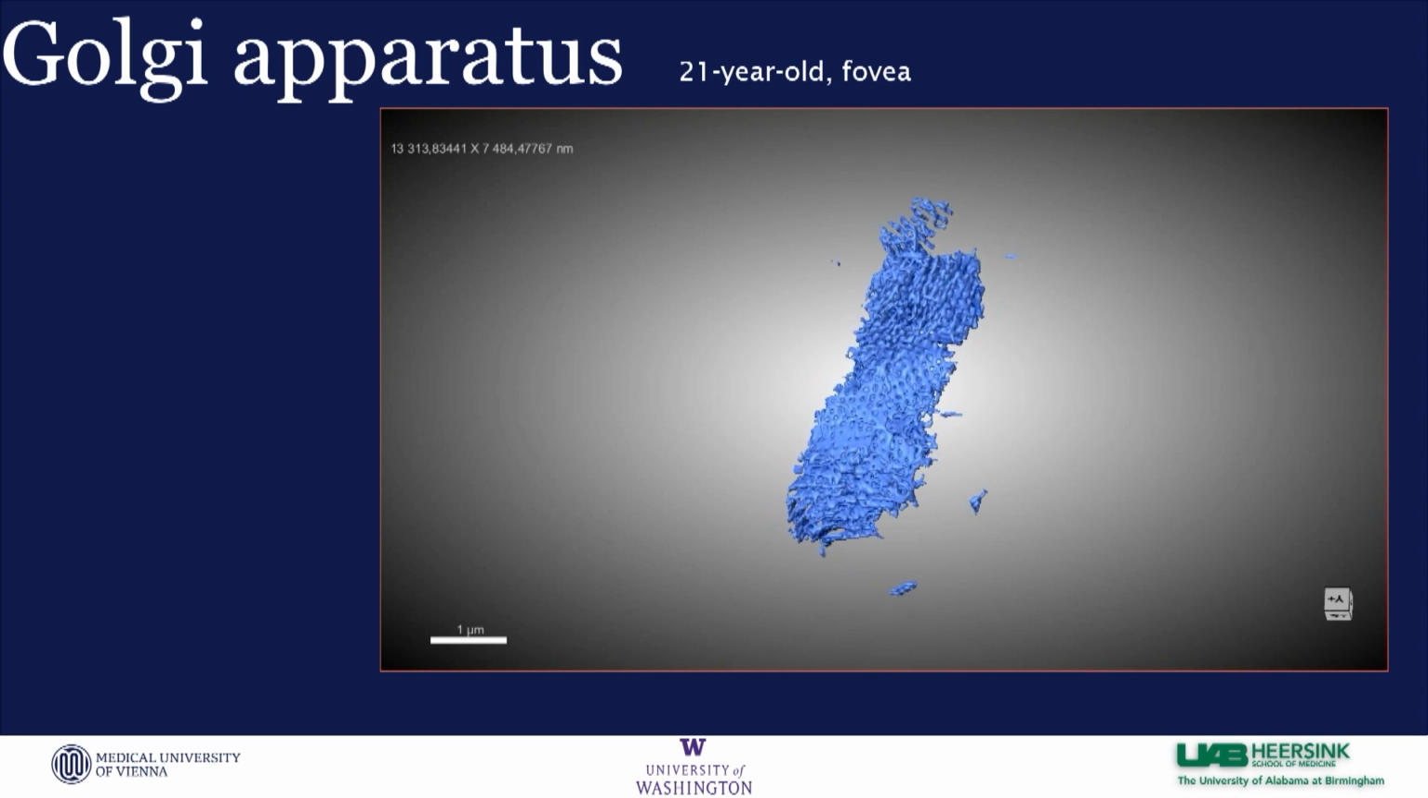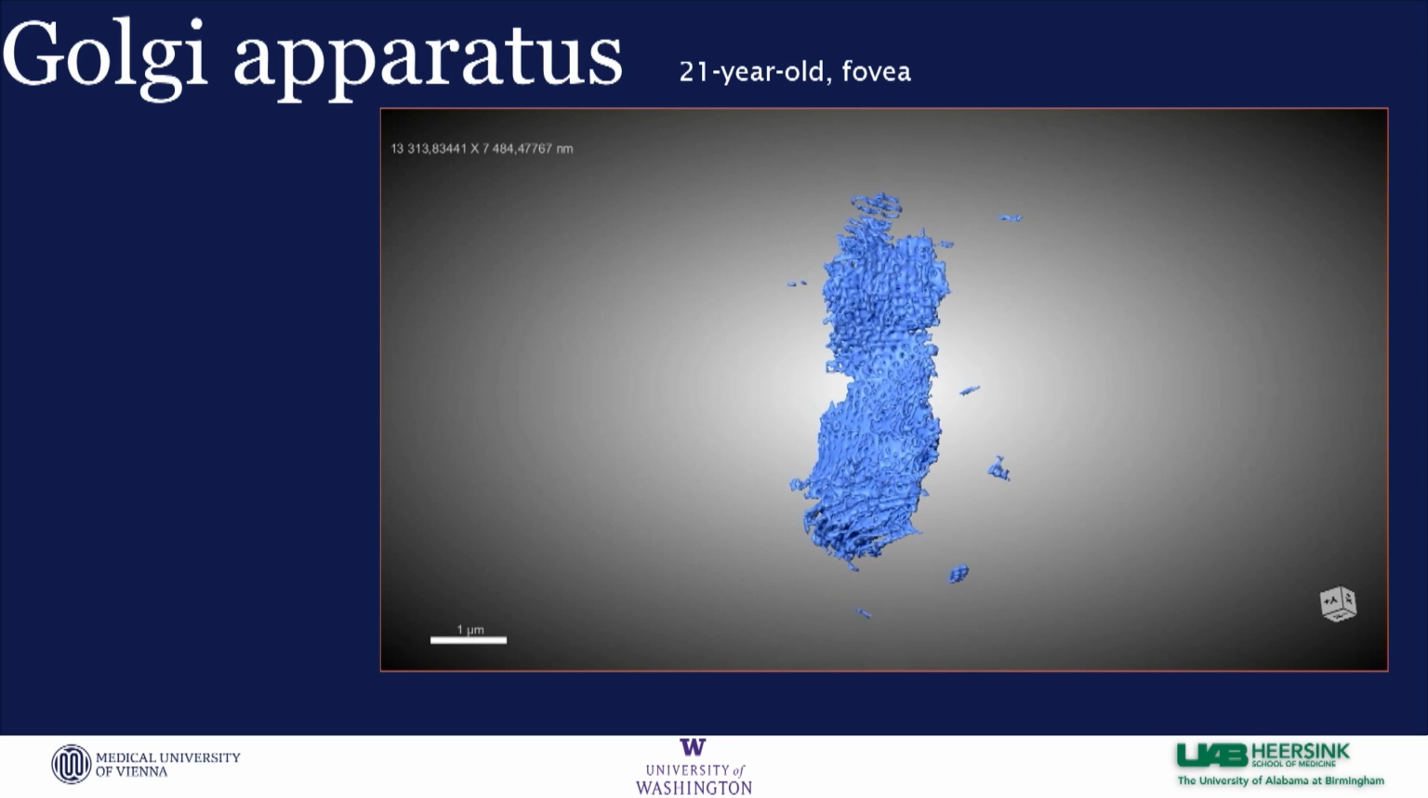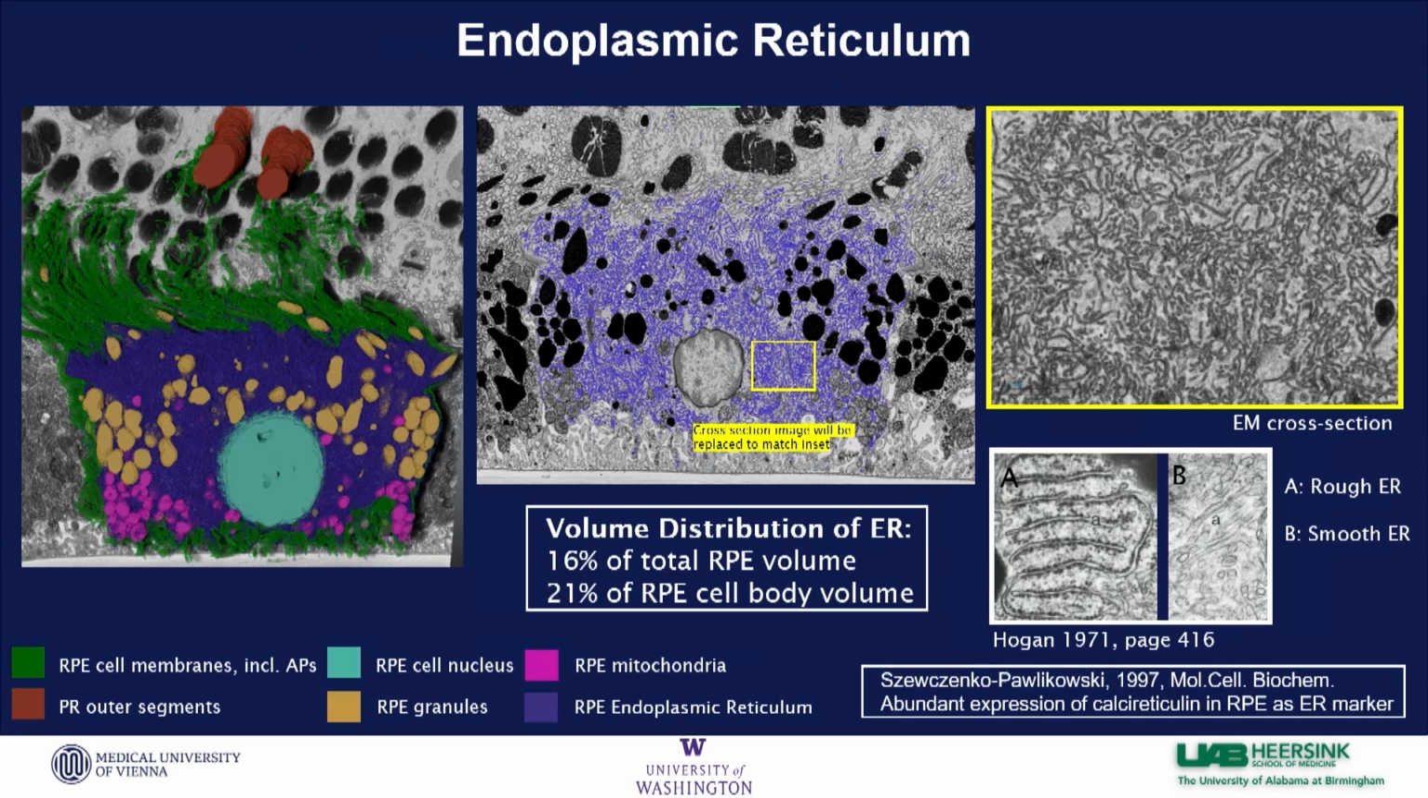And all these structures inside of the cell are connected by something that is known as the ER, or the endoplasmic reticulum. Won't bore you with the details, but we figured out that it does fill almost 20% of the cell body volume. So it's very important for having everything connected and for transfer within the cell.